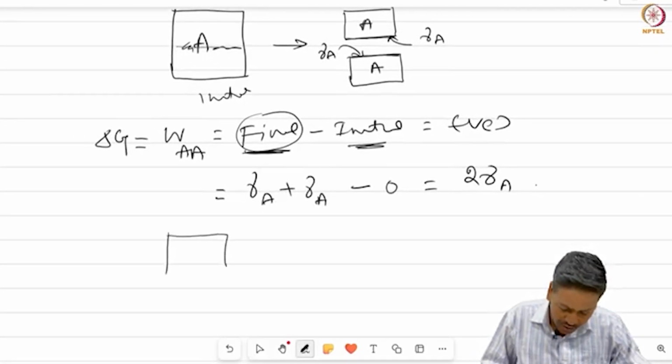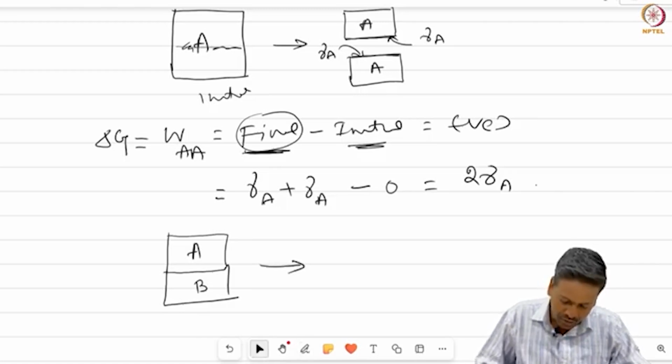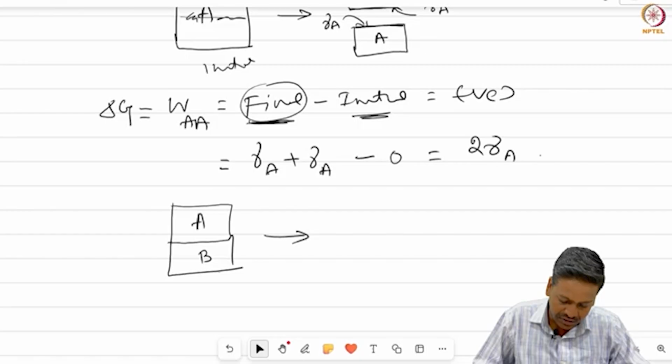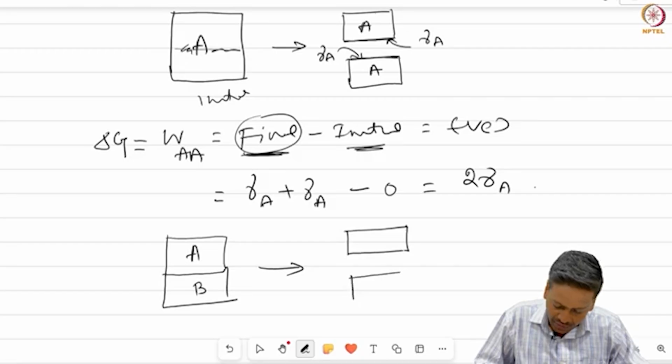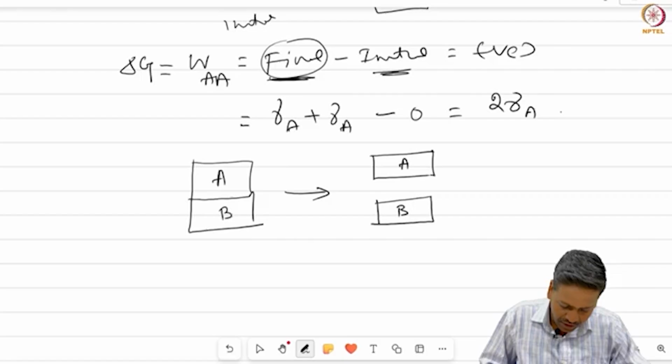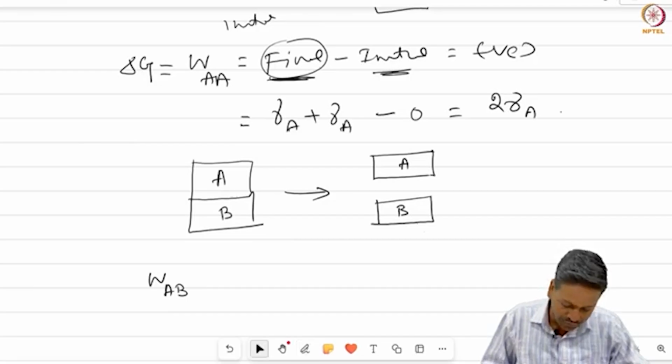Now, in a similar way, let's say we have a column of liquid with two types of molecule, A and B. If you want to understand the work of adhesion in this case, what if I pull them apart into two? Then I will have A and B separately, right? If I use a similar strategy, gamma AB, subscript AB, represents the interaction between molecule A and molecule B.